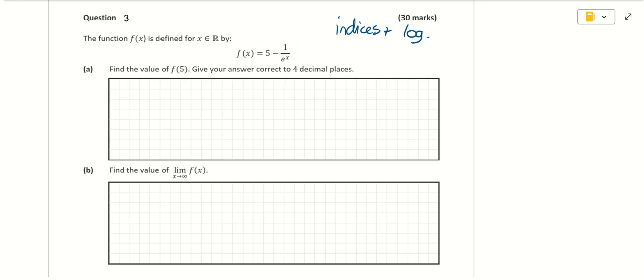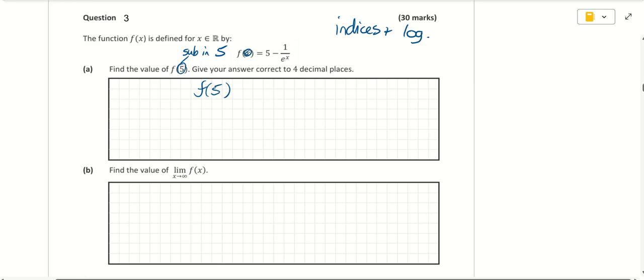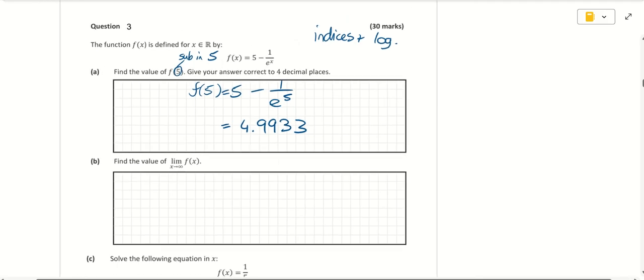So anyway, first off, you don't need that. So it's just f5. That just means to sub in 5. So you've got a function. It's defined like this. You just need to sub in 5. So f of 5. So you see 5 has replaced x. So we've got 5 minus 1 over e to the power of 5. Okay, and then all you have to do is put that into your calculator and you will get 4.9933. So that's a very easy start off there.